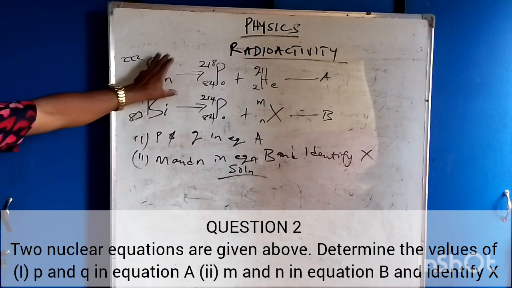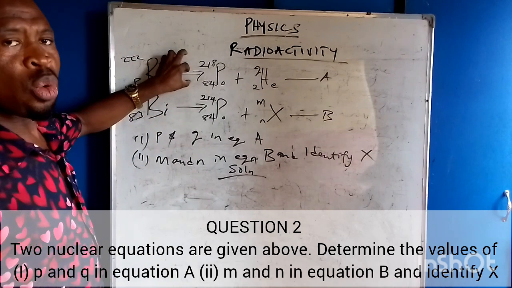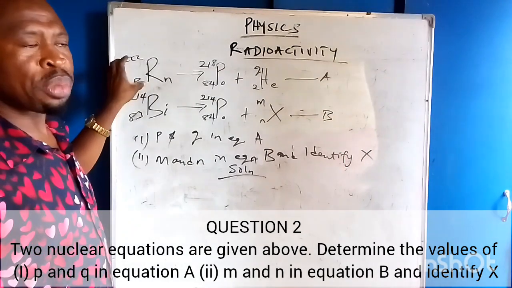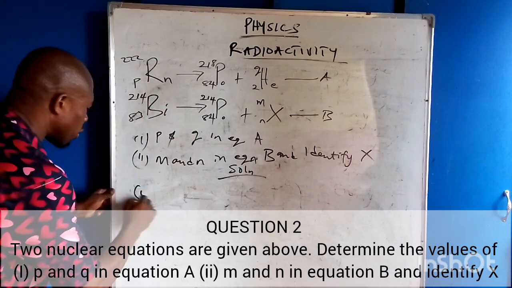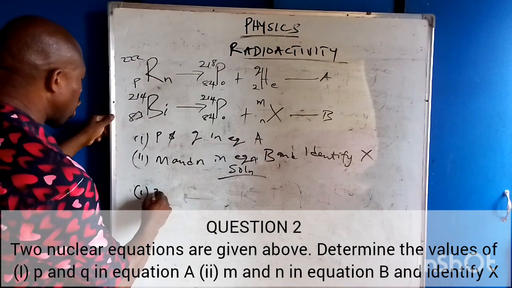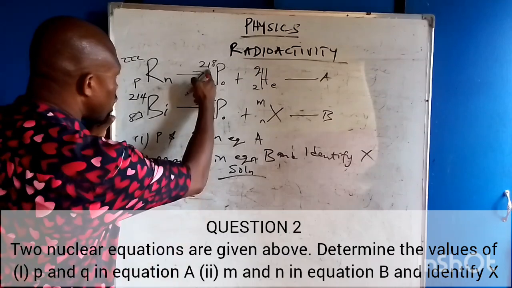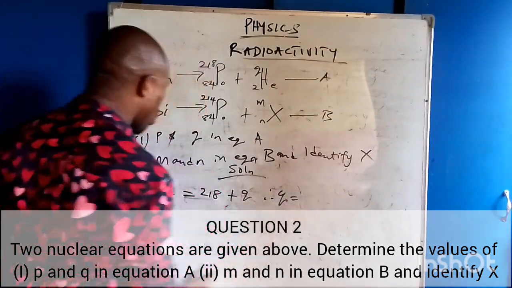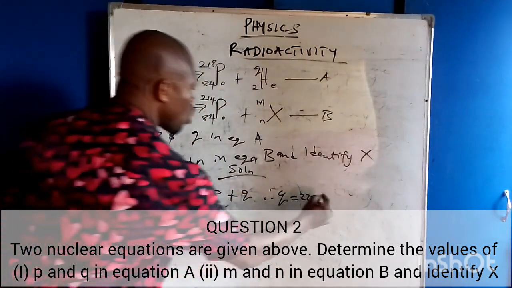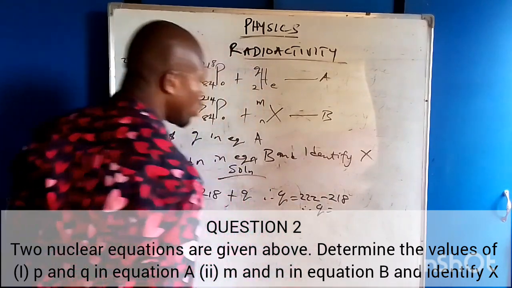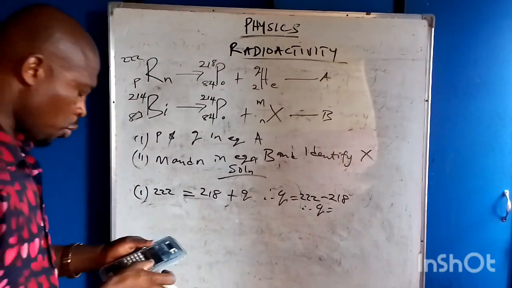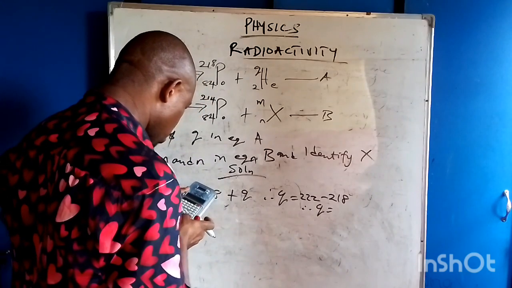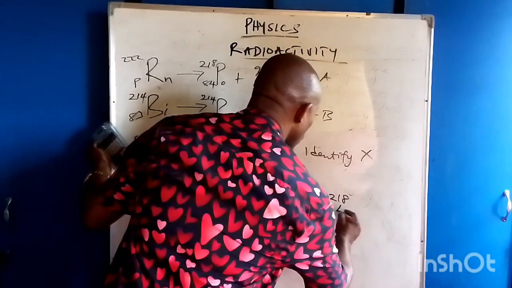If you have this type of problem, it's very easy. All you need to do is take this arrow as your equality sign. It equates all the mass numbers and equates all the atomic numbers. So when I go for the first one, if we equate all the mass numbers, we have 222 is equal to 218 plus Q. Therefore, Q is equal to 222 minus 218. If we press the calculator, Q is equal to 4.